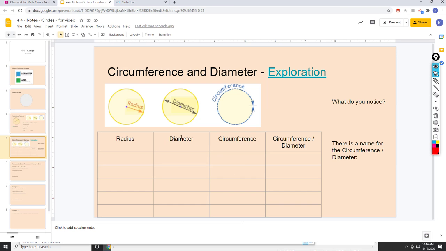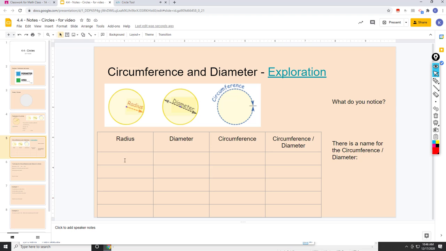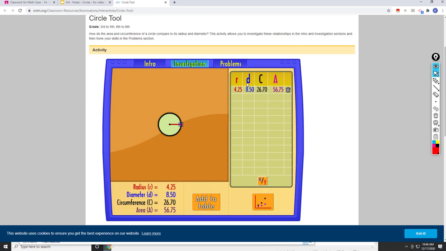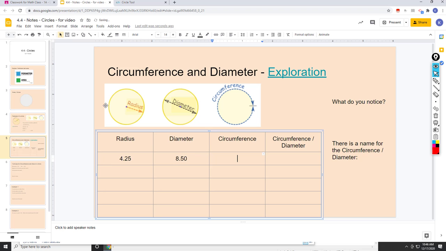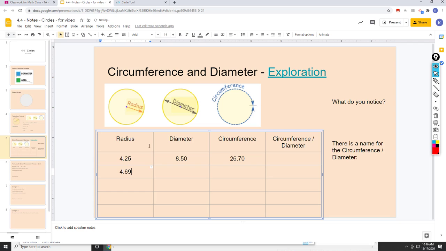Now, let's look at what happens when we change the radius, diameter, or circumference. So, let's see. For example, when the radius is 4.25, the diameter is 8.50, and the circumference is 26.7. If we make the circle bigger, if the radius is 4.69, the diameter is 2 times that, 9.37. The circumference is about 29.47.